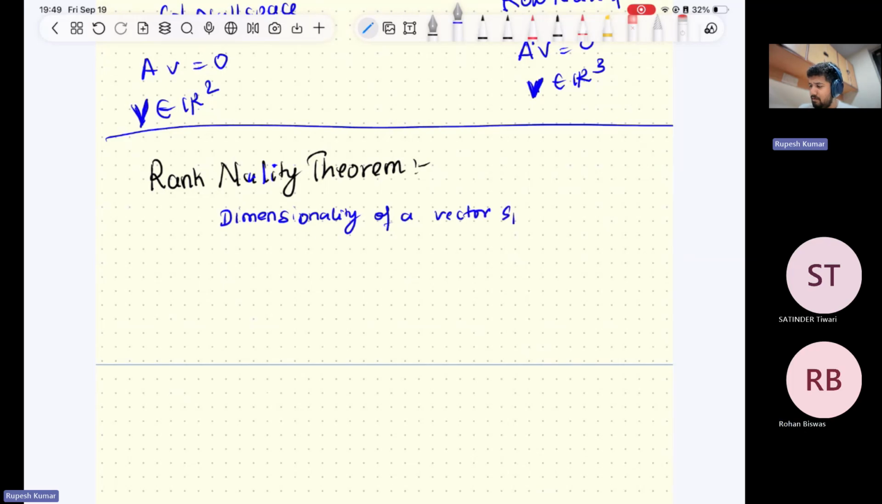Number of linearly independent vectors in the basis. A number of vectors in the basis actually. We can always say number of basis vectors, right?